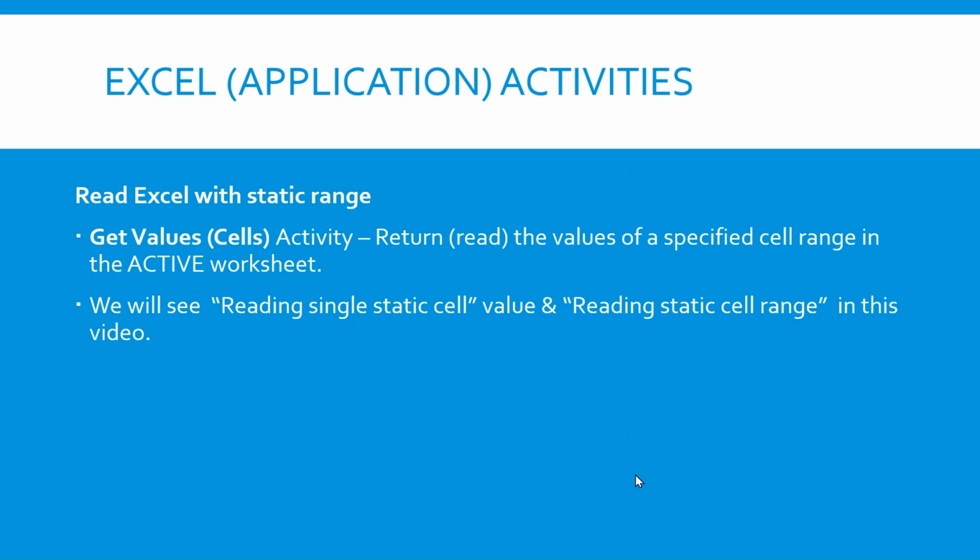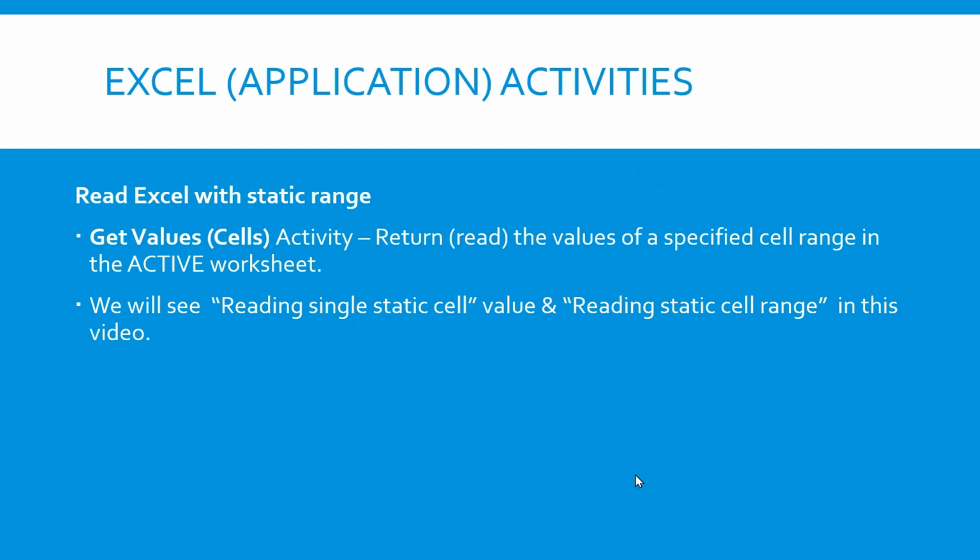Hi everyone, in this video we will see how to read Excel with static range. Range here means cell collections. We will use the Get Cell Values activity to read the values in Excel. It returns the values of a specified cell range in the active worksheet. We will see reading a single static cell value and reading static cell range values.